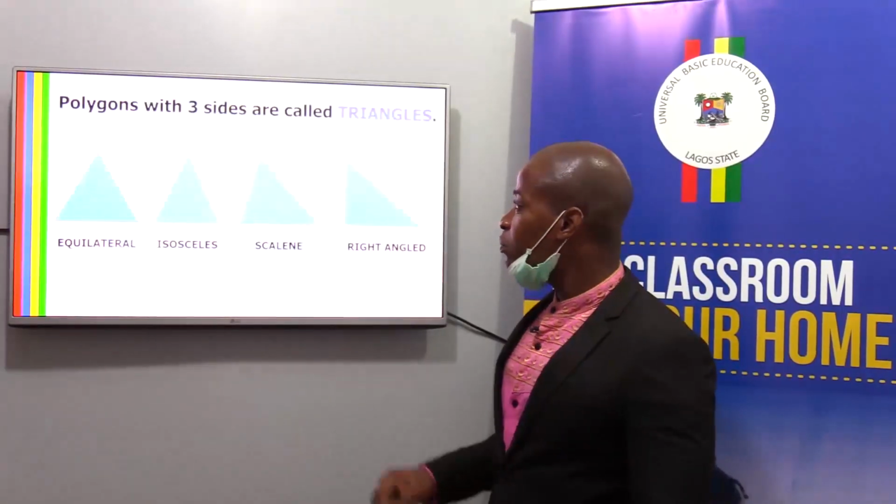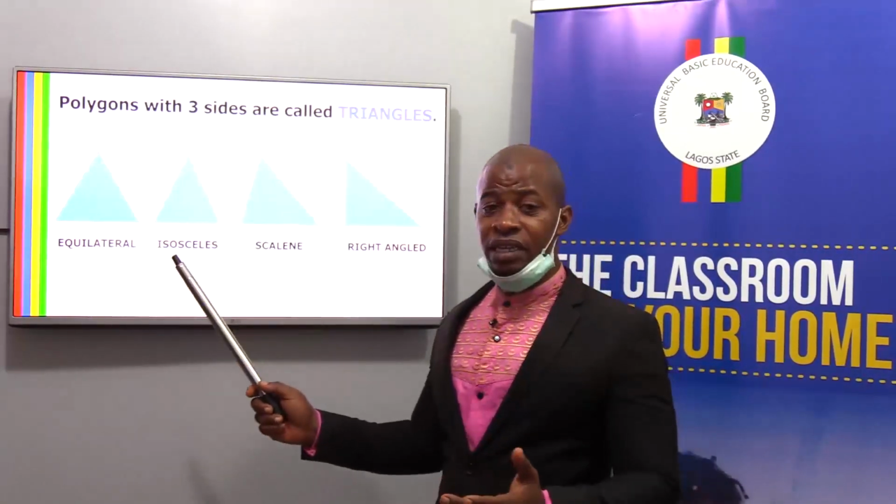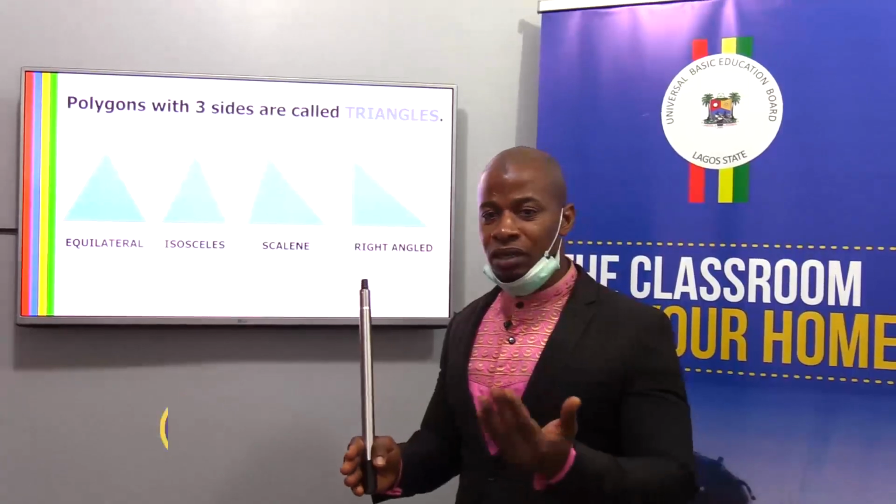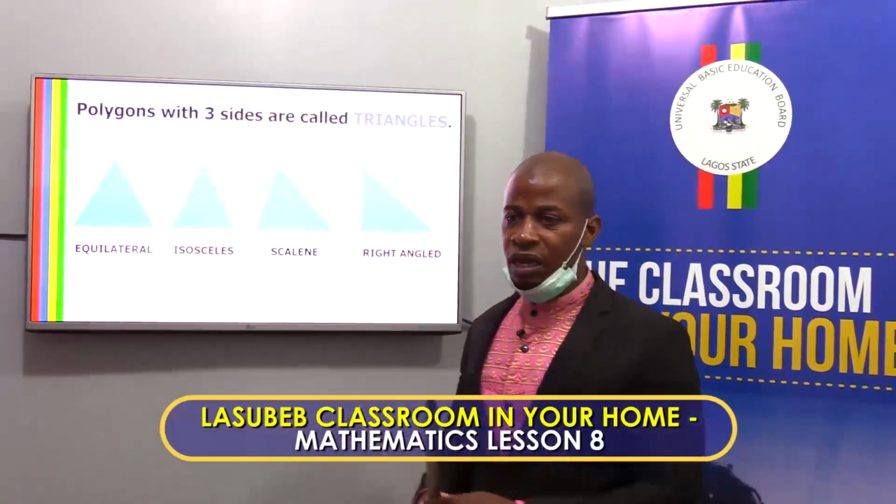Let's move on. Now, polygons usually begin with 3 sides. 3-sided polygons, you know them. They are triangles. They are of different types, which you have learnt before. You have the equilateral triangle, you have the isosceles triangle, you have the scalene triangles, you have the right-angled triangle. So generally, all polygons that have 3 sides are called triangles. It means 3 sides, 3 angles.